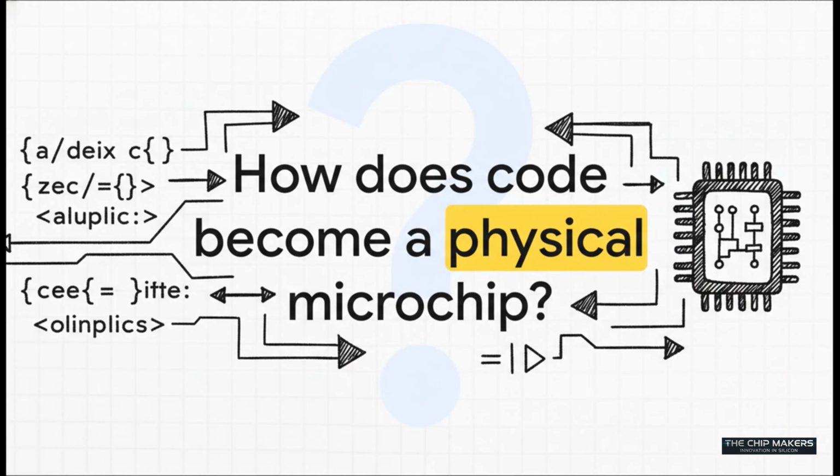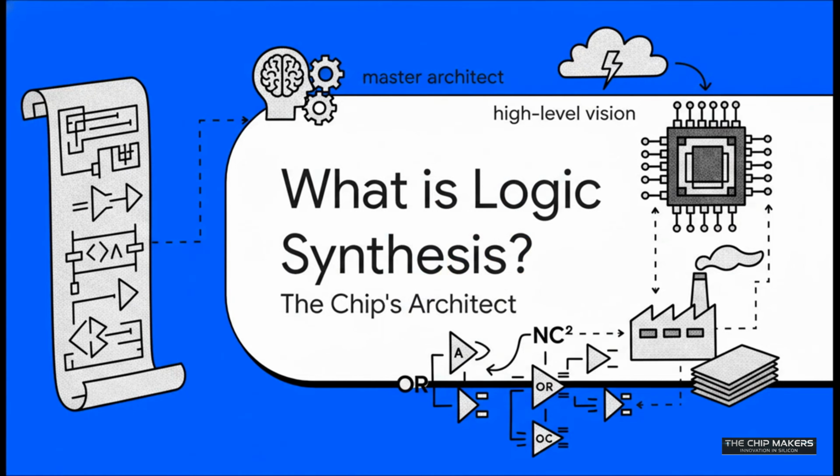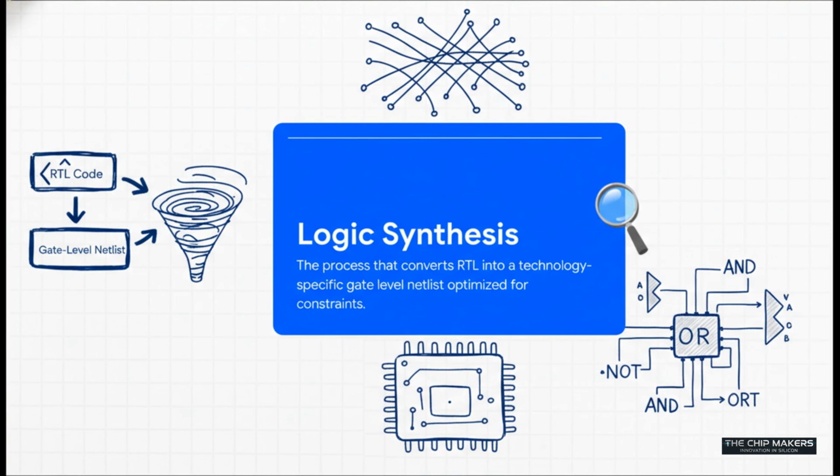How in the world do you take a bunch of text in a file and transform it into a real, tangible microchip with literally billions of transistors working together? The answer, it turns out, is a pretty brilliant automated process. And yeah, that process is called logic synthesis. The best way to think about it is like it's the master architect of chip design. It's that absolutely essential step that translates a designer's big idea into a super detailed, buildable blueprint for the silicon factory.